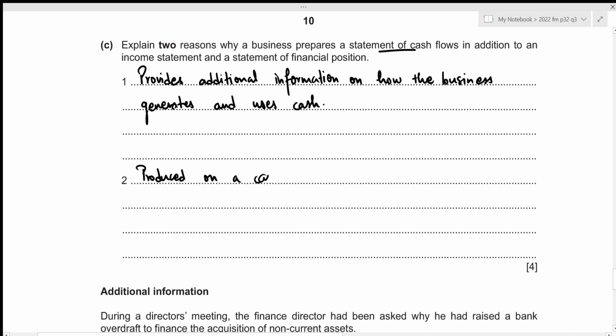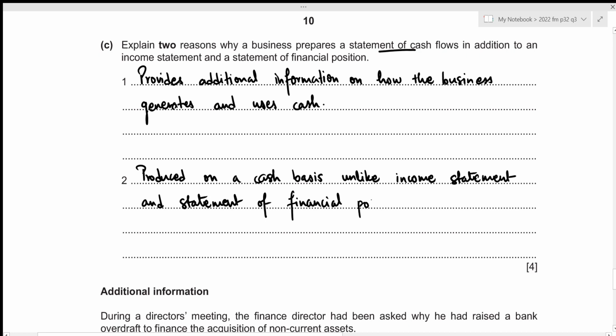on a cash basis, unlike income statement and statement of financial position, which are prepared on accrual basis. This concludes the third part. We can now move towards the fourth one.